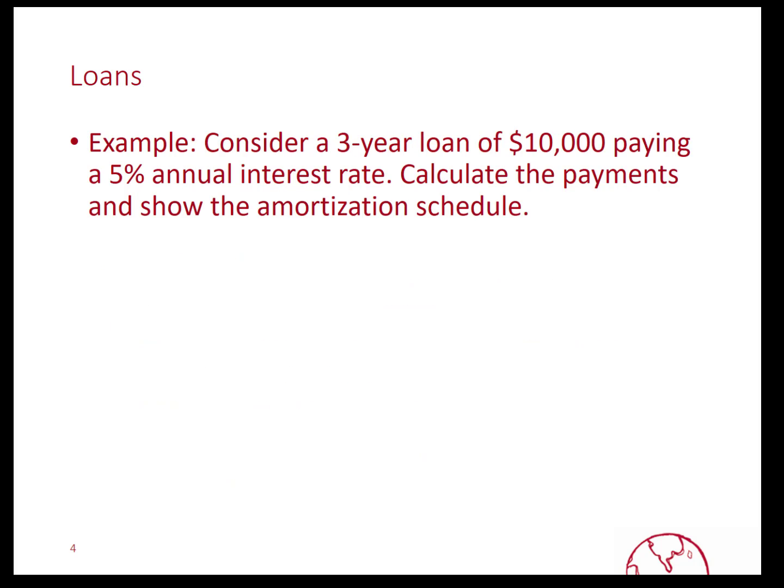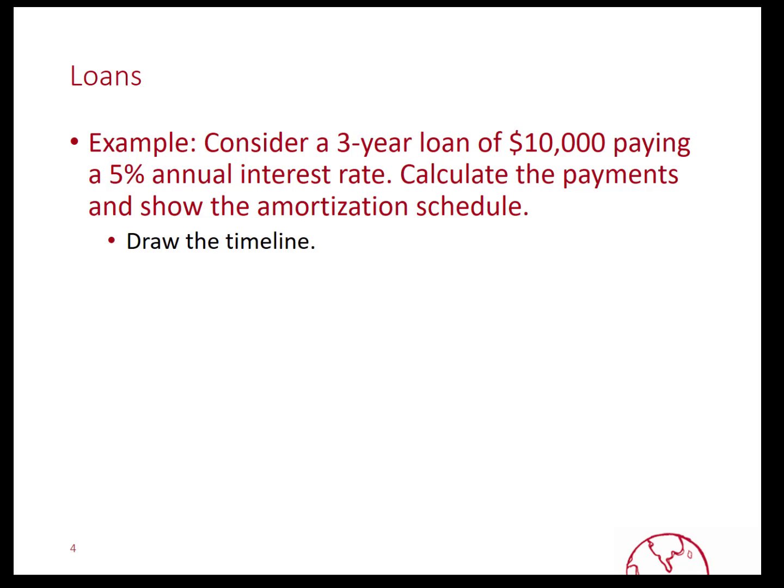So let's look at an example. Assume you take out a 3-year loan of $10,000 and your quoted rate is 5% annually. What will be your payments, and calculate your amortization schedule?